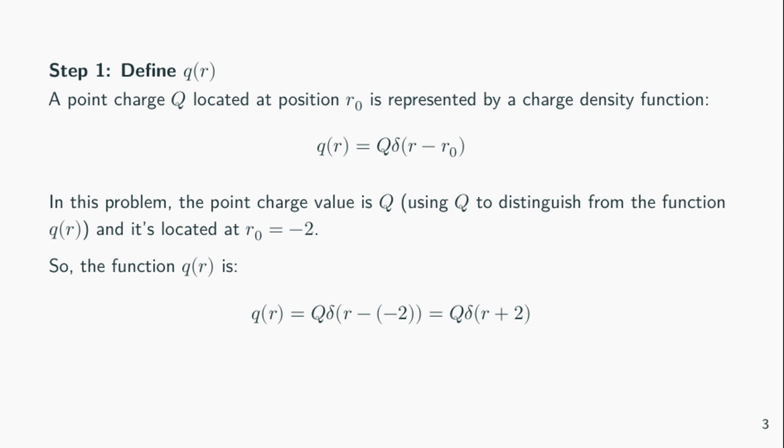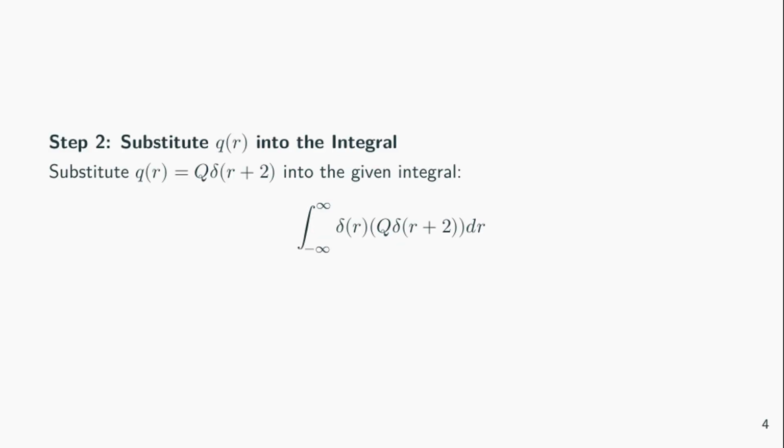A general way to represent a point charge, let's say its value is capital Q, located at a position r0, is using a charge density function given by q(r) equals capital Q times delta(r minus r0). Now, in our specific problem, the value of the point charge is q. We'll use capital Q here just to distinguish it from the function q(r) itself, and it's located at r0 equals -2. The function q(r) becomes capital Q times delta(r minus -2), which simplifies to capital Q times delta(r plus 2).